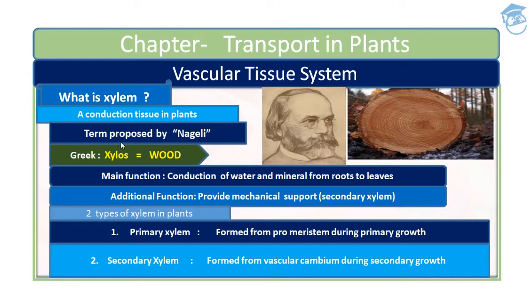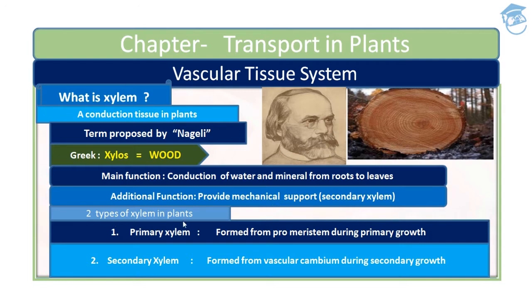So xylem is a conduction tissue present in plants, and the term xylem was proposed by Nageli. He was a scientist. Xylem is derived from the Greek word xylos. Its main function is conduction of water and minerals from root to leaves. An additional function is to provide mechanical support, such as secondary xylem.